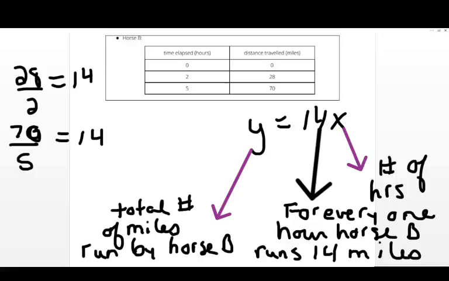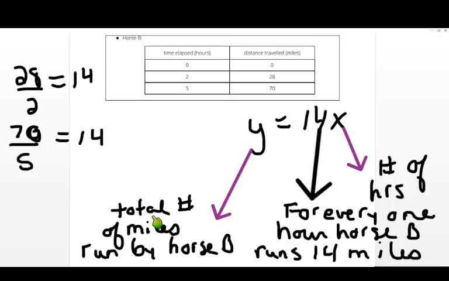Then the second thing is it gives you a table for horse B. So I did 28 divided by 2. 28 divided by 2 is equal to 14. And then just to check, I did 70 divided by 5. 70 divided by 5 is 14, so this is also proportional. And the constant of proportionality is 14. The equation is y equals 14x.